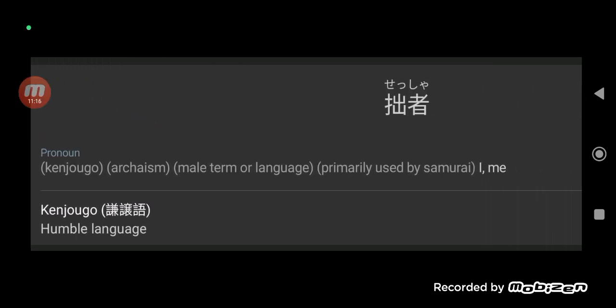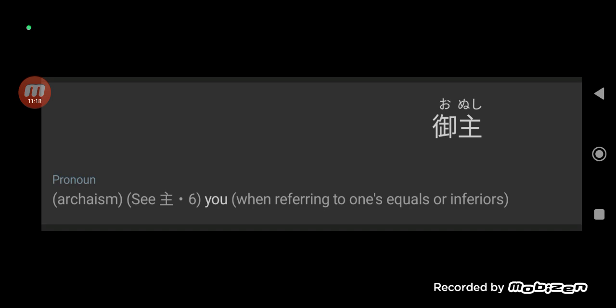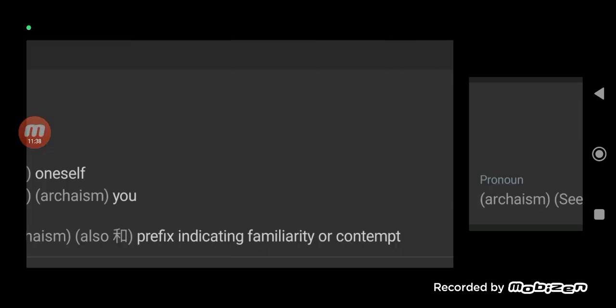It's a pronoun I, and if we have the pronoun I, we have the pronoun you, as in the second person, you. You will also hear this from Himura Kenshin and other shinobi, onushi, meaning you, onushi. It's a medieval age or archaism form of the pronoun you.